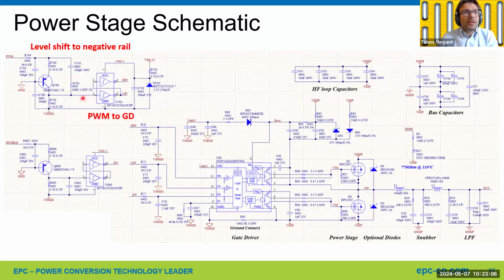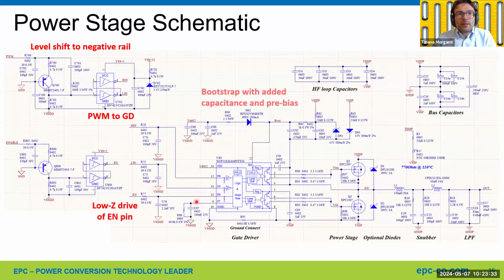We drive the PWM to the gate driver inputs, and the gate driver is taking care of the generation of the dead time. Then we have another level shifter for the enable signal, and we have to drive the enable input of the on-semi gate driver with low impedance to avoid noise coupling to the enable input. Then we have bootstrap power supply for the high side gate driver.